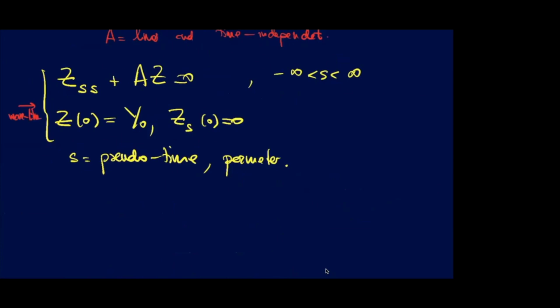Because this is a second order in time, in pseudo-time equation, I need also an initial velocity. I take it to be 0, right? Because in this way, the solution of the wave equation will be symmetric with respect to this pseudo time variable s, right? Is the fact that the velocity here is equal to 0. Okay, good.